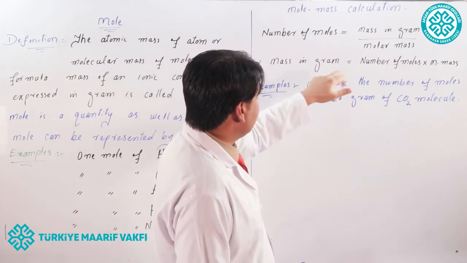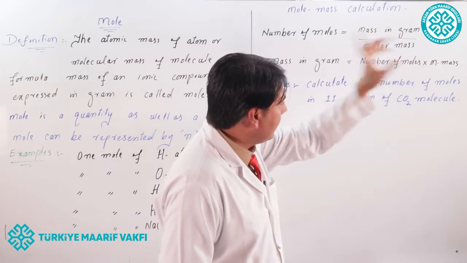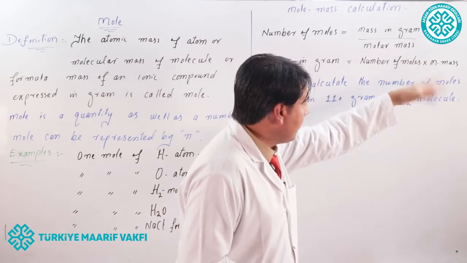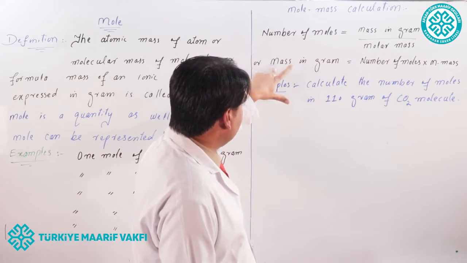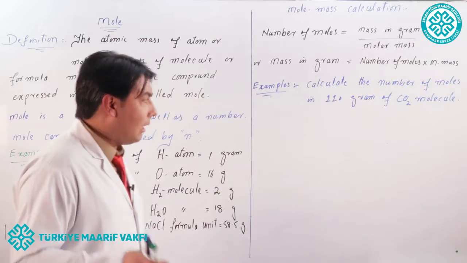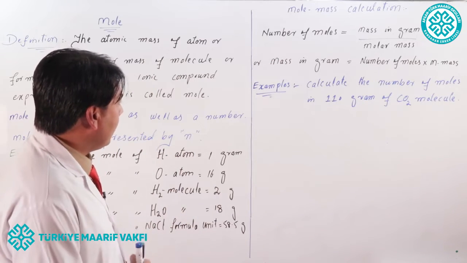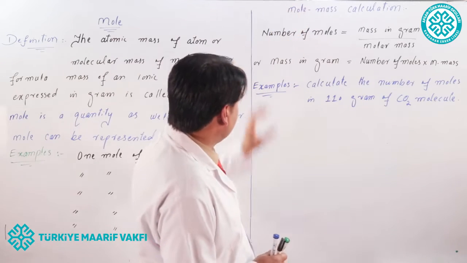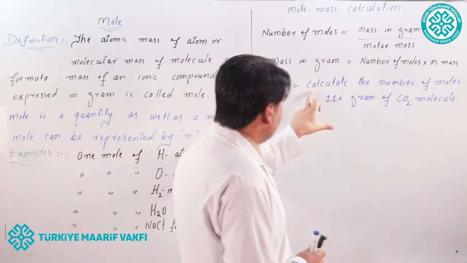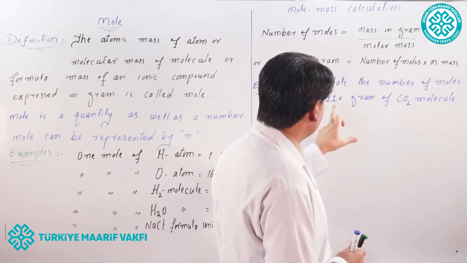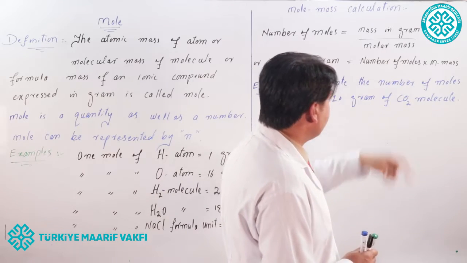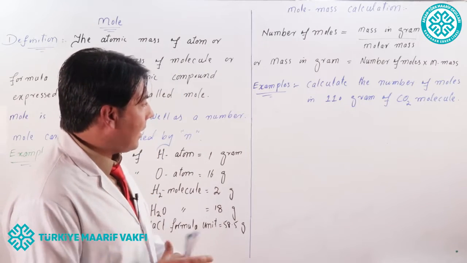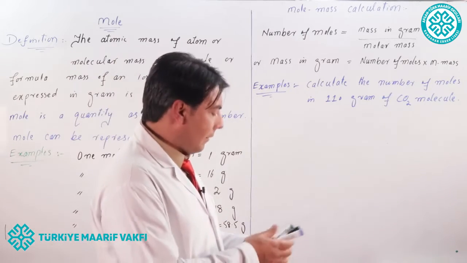Similarly, mass in gram is equal to number of moles multiplied by molar mass. If we know the number of moles and molar mass, then we can calculate the mass in gram. Now we are going to solve an example upon this equation. Example: calculate the number of mole in 110 gram of CO2 molecule. What will be the number of mole in 110 gram of CO2?